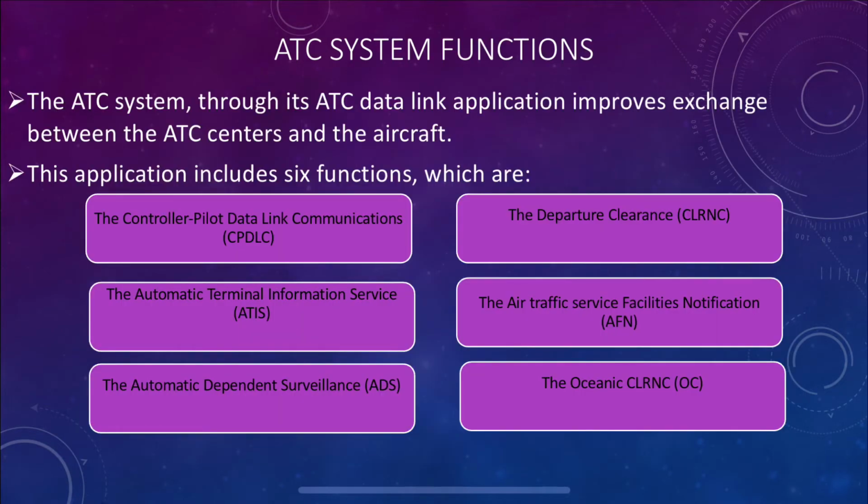Okay, next is ATC system function. The ATC system, through its ATC data link application, improves exchange between the ATC centers and the aircraft. This application includes 6 functions, which are the controller pilot data link communication (CPDLC), the automatic terminal information service (ATIS), the Automatic Dependent Surveillance ADS, the Departure Clearance CLRNC, the Air Traffic Service Facilities Notification AFN, and the Oceanic Clearance OC.